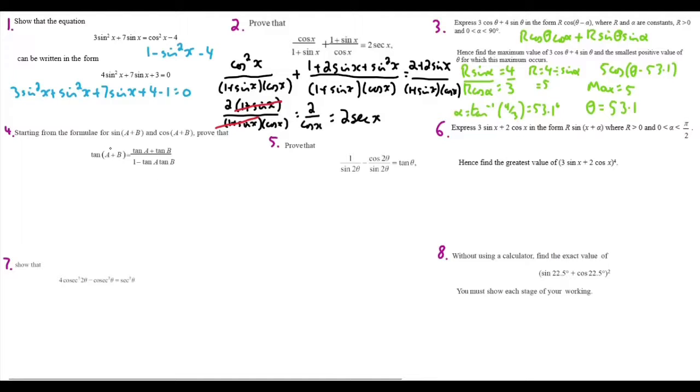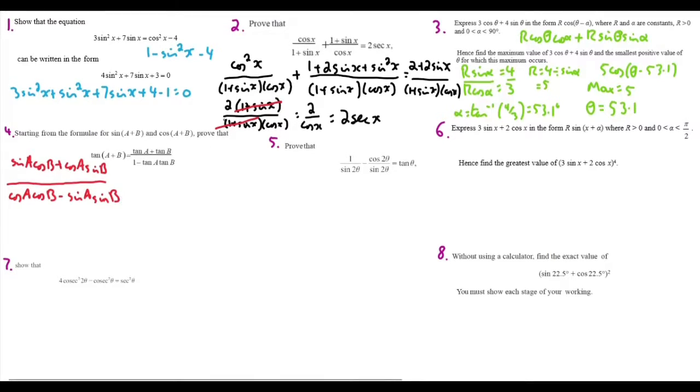Here though, if we were to start off with this, if tan is the same as sine over cos, then tan(a plus b) will be the same as sine(a plus b) over cos(a plus b). So the expansion of sine(a plus b) will be sine a cos b plus cos a sine b, and that is going to be over, for the cos expansion, cos a cos b now minus sine a sine b.